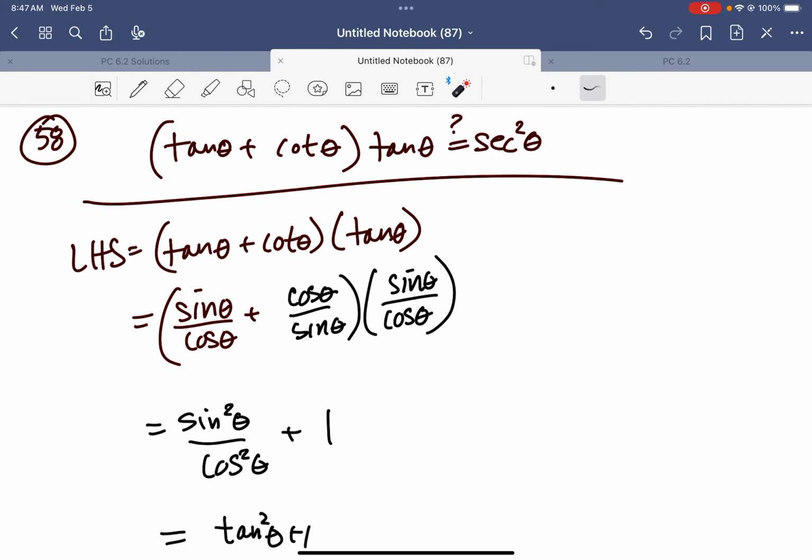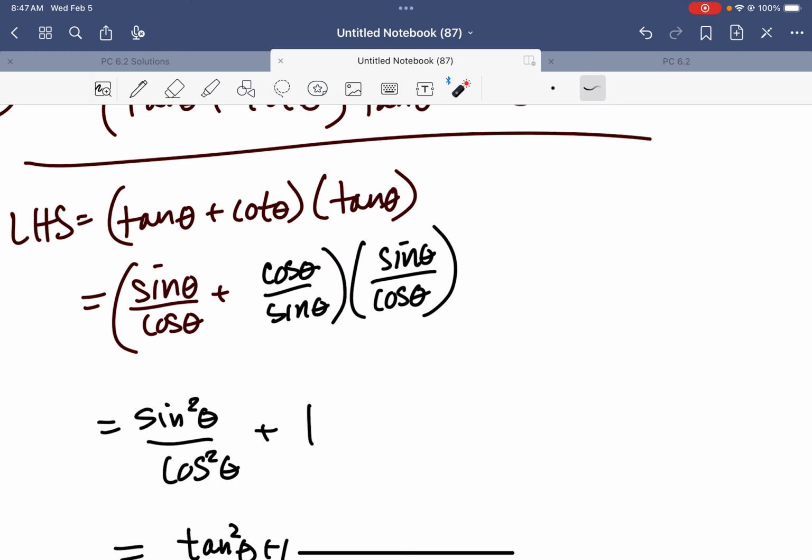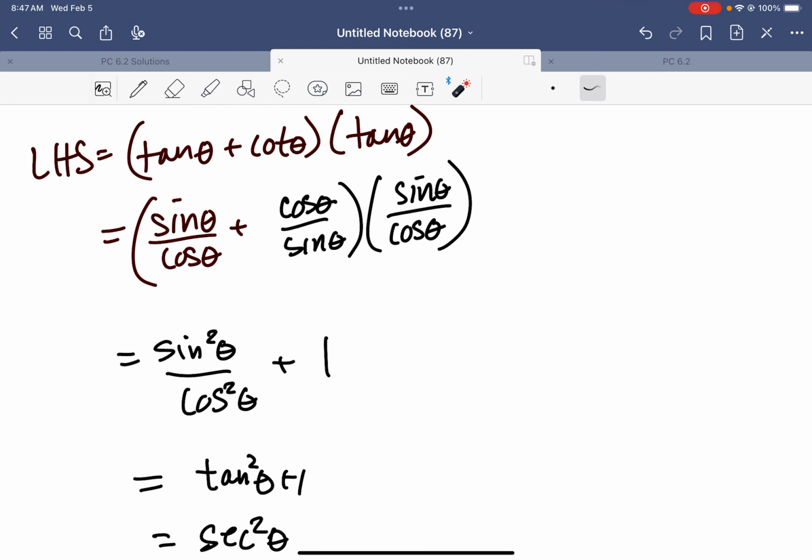For 58, if I have this and I want to show that it's an identity, well, I must pick one side, so I start with the left-hand side. One thing that often helps is to rewrite every trig function in terms of sine and cosine only. So tangent is sine over cosine, and cotangent is cosine over sine, and here tangent is sine over cosine. This is not the only way to do it, but it's a technique that often works, so I'll use it here. Well, then when I distribute, this hits this and gives me sine squared over cosine squared. This hits this, and notice that the cosines and the sines cancel out to give me 1.